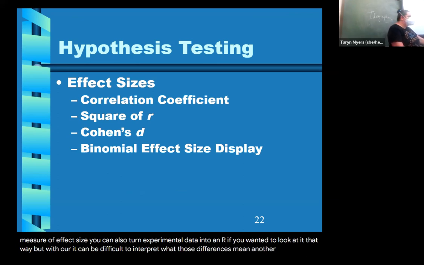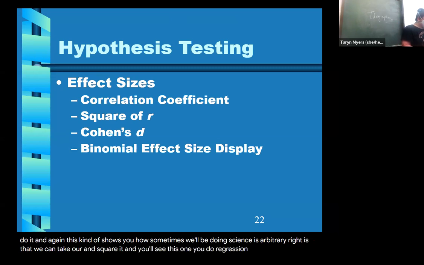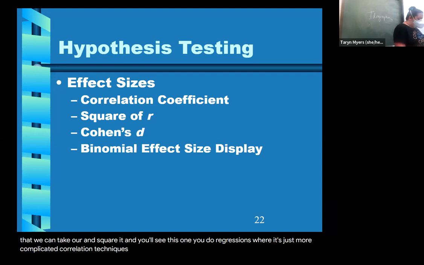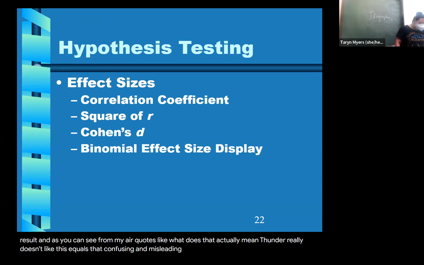Another way that we do it, and this shows you how sometimes what we do in science is arbitrary, is that we can take R and square it. You'll see this when you do regressions, which is just a more complicated correlation technique. This gives you the percentage of variance explained by the result. And as you can see from my air quotes, what does that actually mean? Funder really doesn't like this. He calls it confusing and misleading.